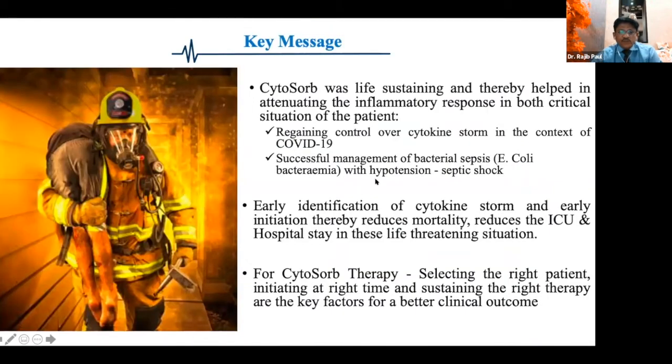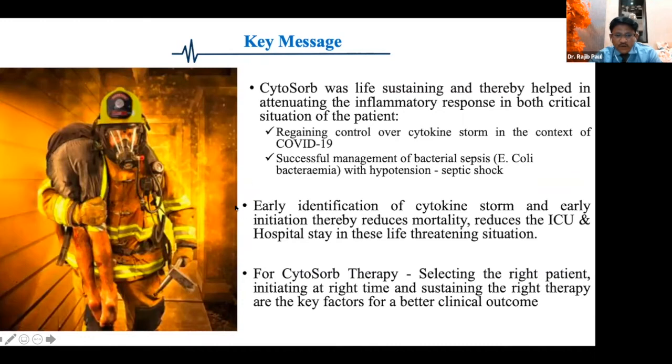So the key message is Cytosorb is life-sustaining and helps in attenuating the inflammatory response in critical situations of the patient, regaining control of the cytokine storm in the context of COVID-19. Also, it can help in successful management of bacterial sepsis. What is important is early identification of cytokine storm, and early initiation of therapy reduces mortality.